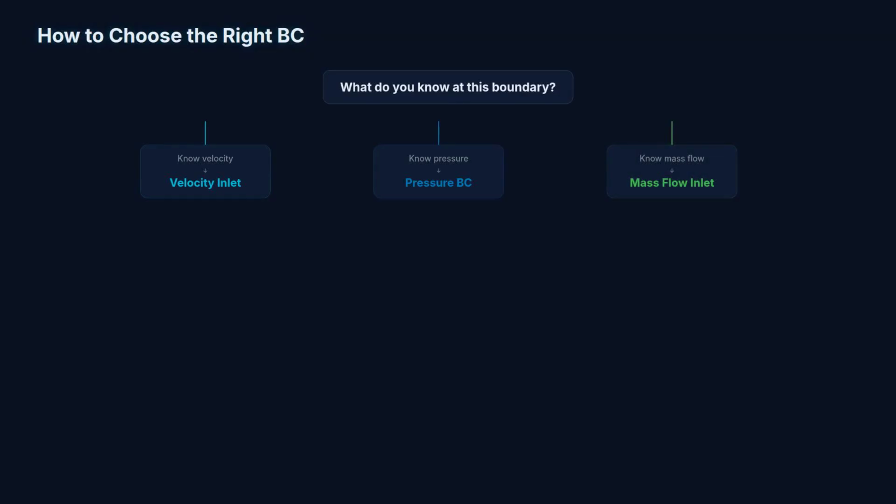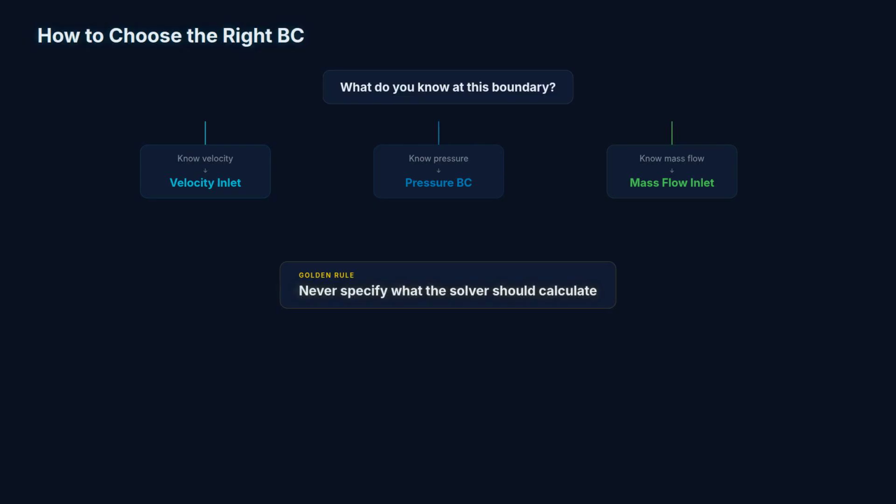Choosing the right boundary condition comes down to one question. What do you physically know at this boundary? Know the velocity, velocity inlet. Know the pressure, pressure boundary. Know the mass flow, mass flow inlet. Never specify what the solver should calculate. At outlets, pressure outlet is almost always safest. It handles backflow and does not assume developed flow.